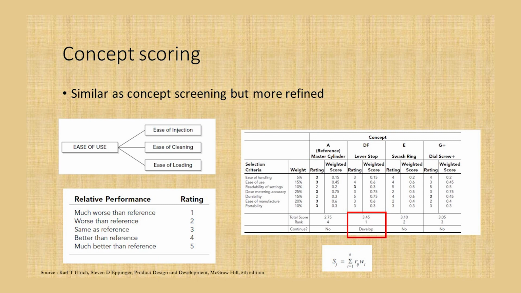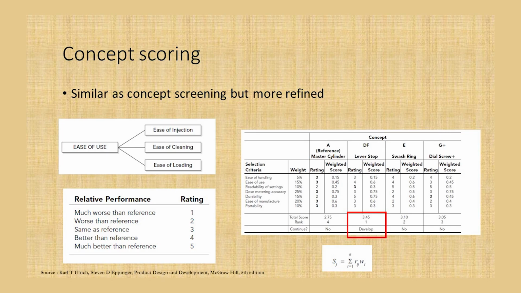Now, you are asking about the difference between concept screening and scoring. Scoring is similar to concept screening, but more refined. You see here the ease of use has been broken down into 3 further selection criteria: ease of injection, ease of cleaning, ease of loading. Can I clean my syringe easily? Can I do the injection easily? Can I also load it with the drug easily? 3 different eases of use.